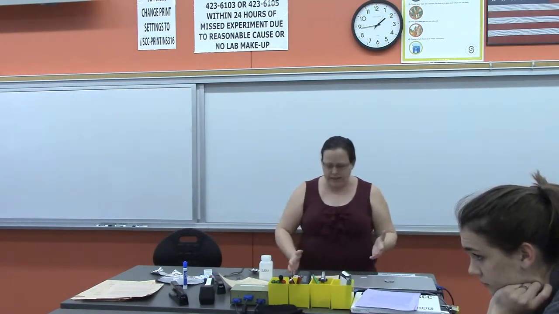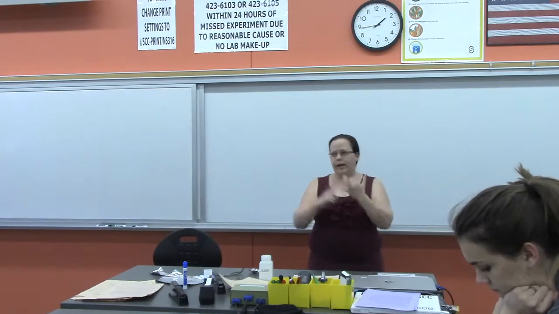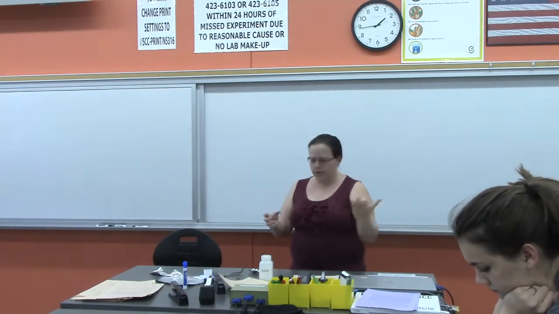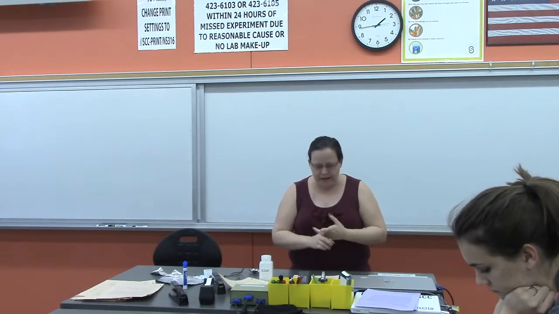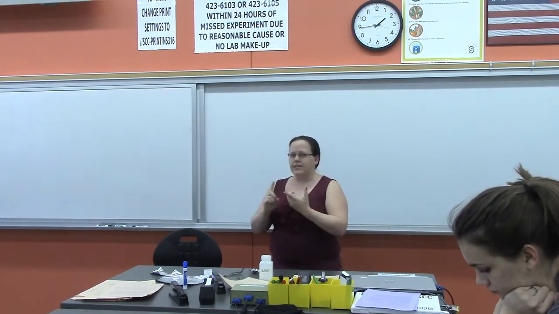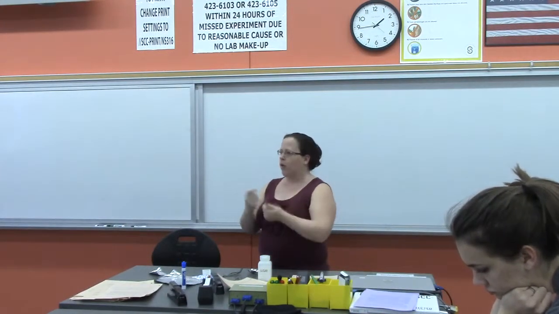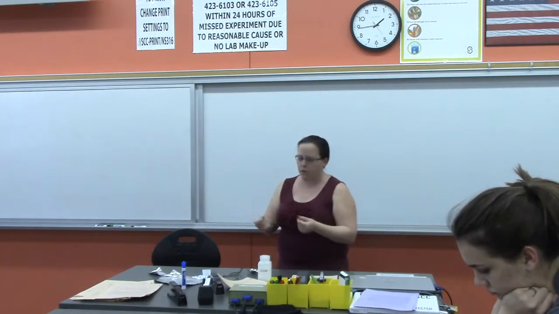As we fill out the data table, the first thing you're going to describe is its color. Is it white? Is it blue? Is it clear, colorless, right? Then you're going to identify the form. Is it a solid? Is it a liquid? If it's a solid, is it a crystalline solid, meaning it has little pieces, or is it a powdery solid, meaning it's really fine, like flour or powdered sugar?